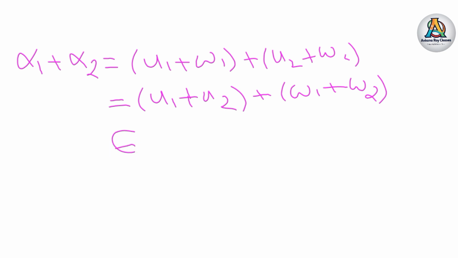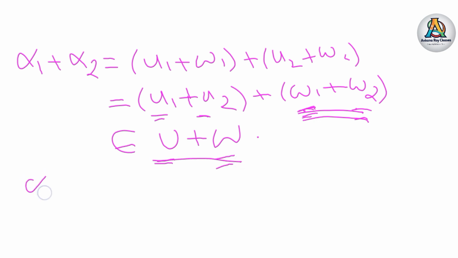This belongs to U plus W, because U is a subspace of V. So u1 and u2 belong to capital U, implies u1 plus u2 belongs to capital U. And also, as W is a subspace of V, w1 and w2 belong to W, implies w1 plus w2 belongs to W. So this belongs to U plus W. So alpha 1 plus alpha 2 belongs to U plus W, for all alpha 1 and alpha 2 belonging to U plus W. Now let c be a scalar belonging to F.